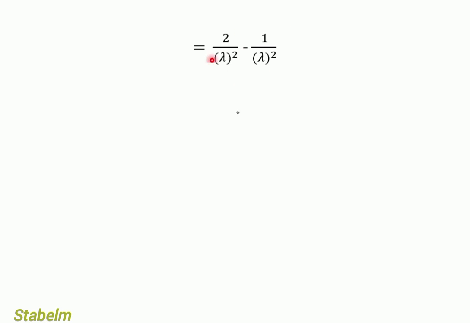Now simplify this further. We are just going to have 2 minus 1, which will give us 1, and since we have the same denominator, we have 1 over lambda raised to the power of 2, and that is our variance. Which means the variance of the exponential distribution is equal to 1 over lambda raised to the power of 2. The mean is 1 over lambda, and the variance is 1 over lambda raised to the power of 2. That is how to derive the mean and variance of the exponential distribution from its moment generating function.